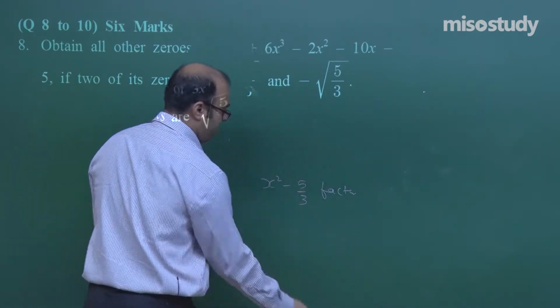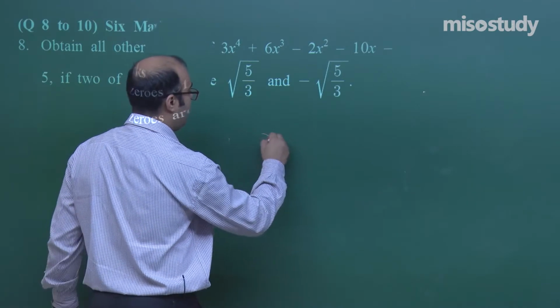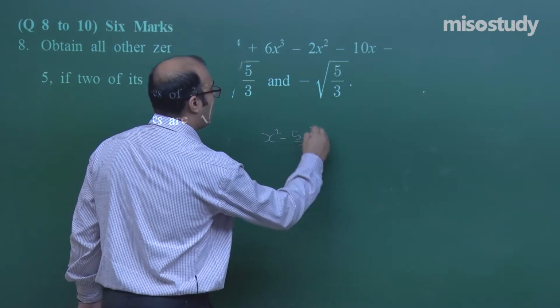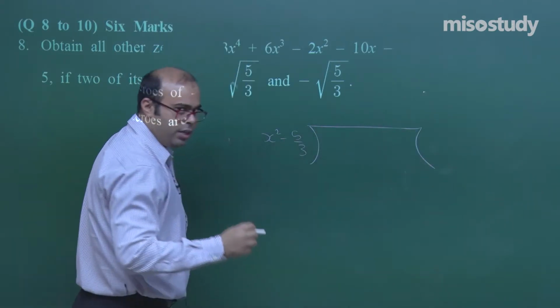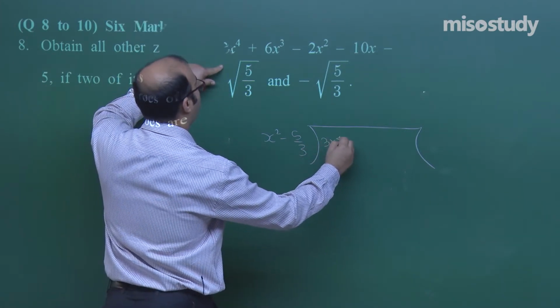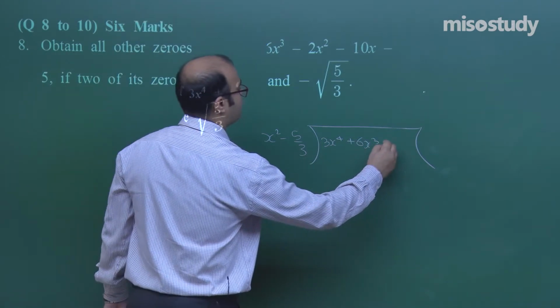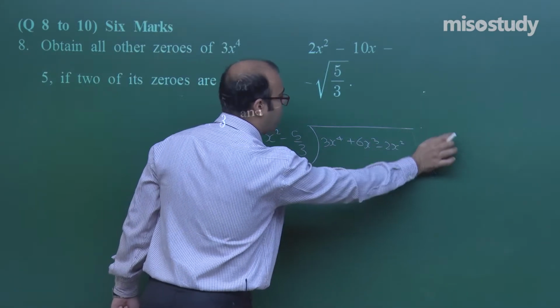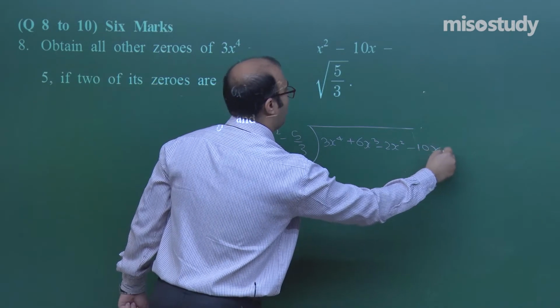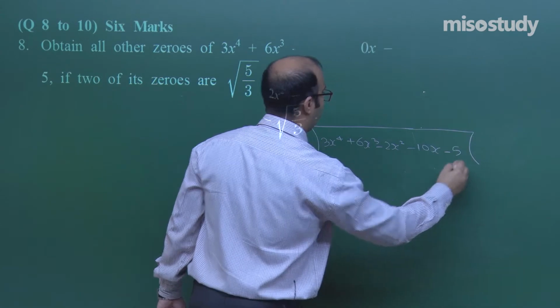When we divide that given biquadratic by x square minus 5 by 3, let us see what we get. Since it is a factor, it will definitely give remainder 0, otherwise the question will be wrong. 3x to the power 4 plus 6x cube, next term is minus 2x square, next term is minus 10x, and last term is minus 5. Now let us divide them.